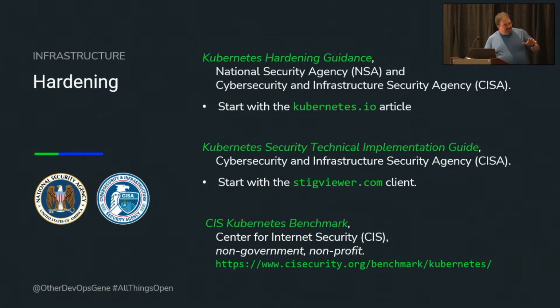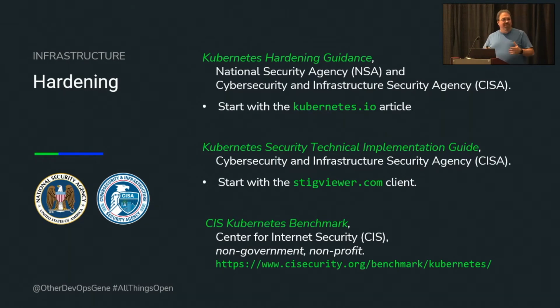The best of them in this is the CIS Kubernetes benchmark. It is CIS, the Center for Internet Security. It's a non-government, nonprofit organization. They put out a whole set of these benchmarks, they call them, that are just checklists of things you should do on your systems. They have them for Kubernetes, they have them for AWS EKS, they have them for Microsoft AKS, they have one for GKE, right?